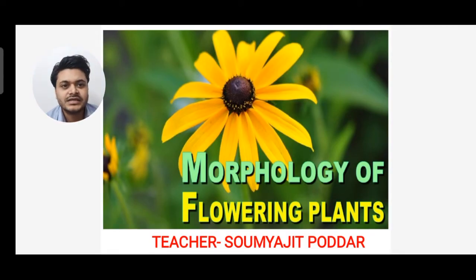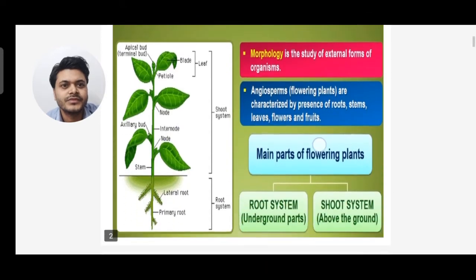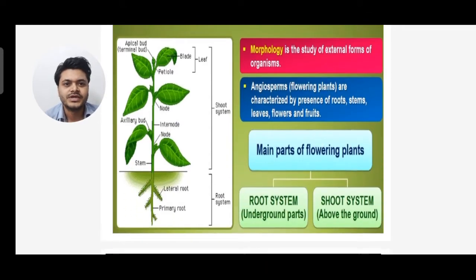So let's start the chapter Morphology of Flowering Plants. You can see a beautiful flower diagram I've given. You can see the entire plant is given there. The roots are there, stems are there, leaves are there, flowers are there. We'll discuss this one by one in different classes. So first is morphology.